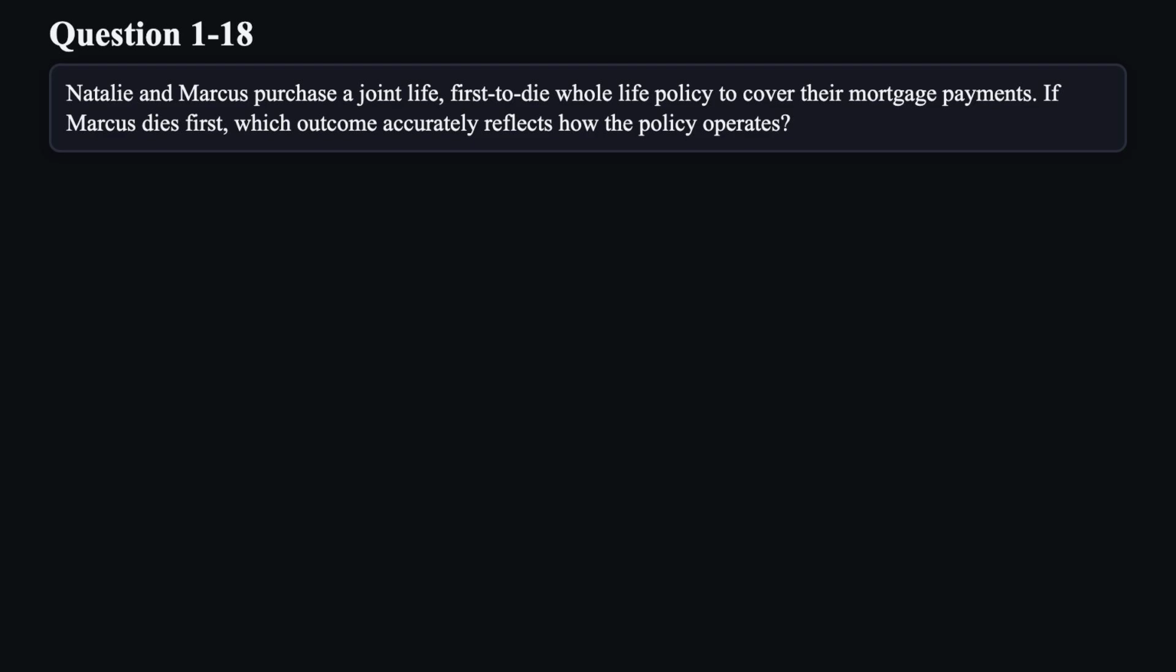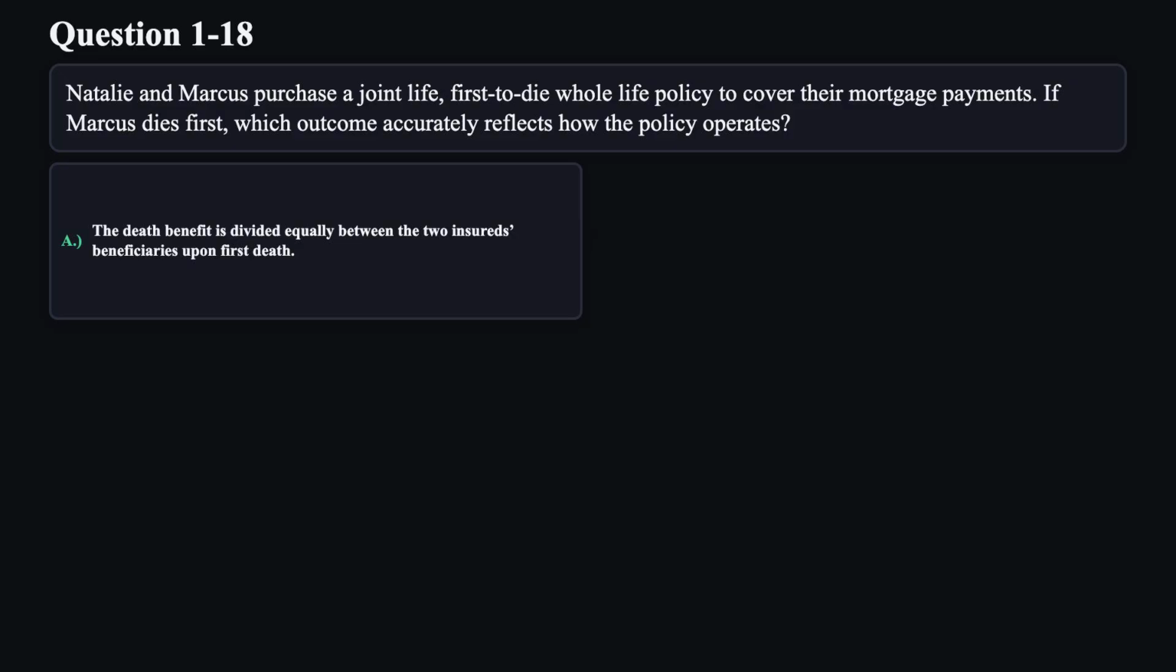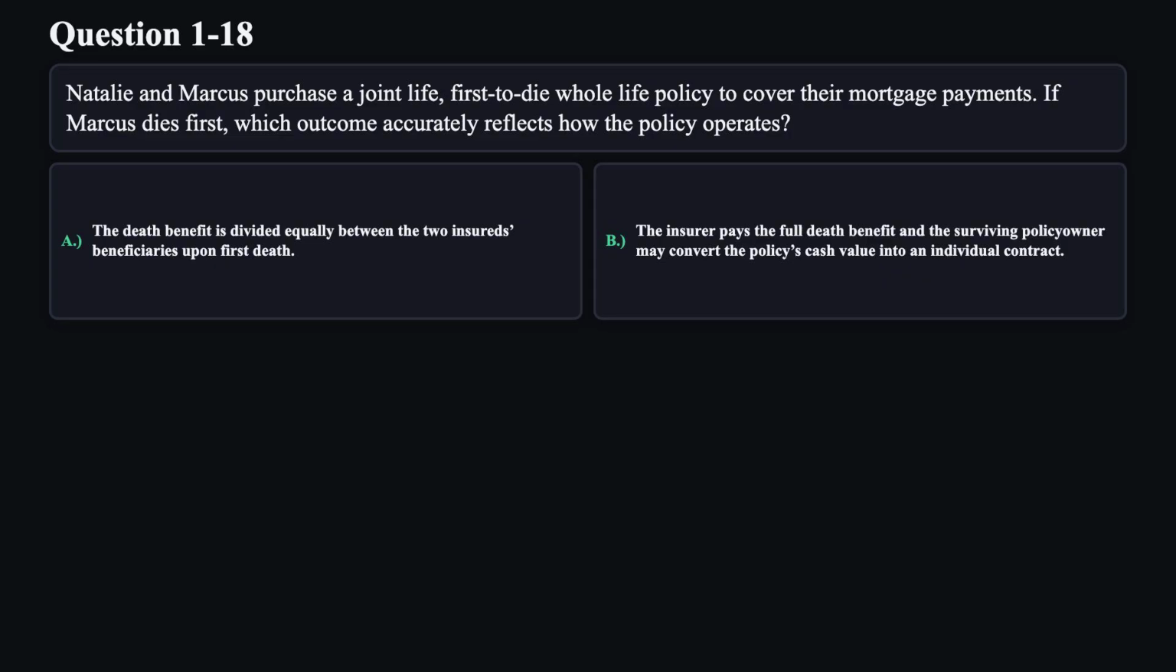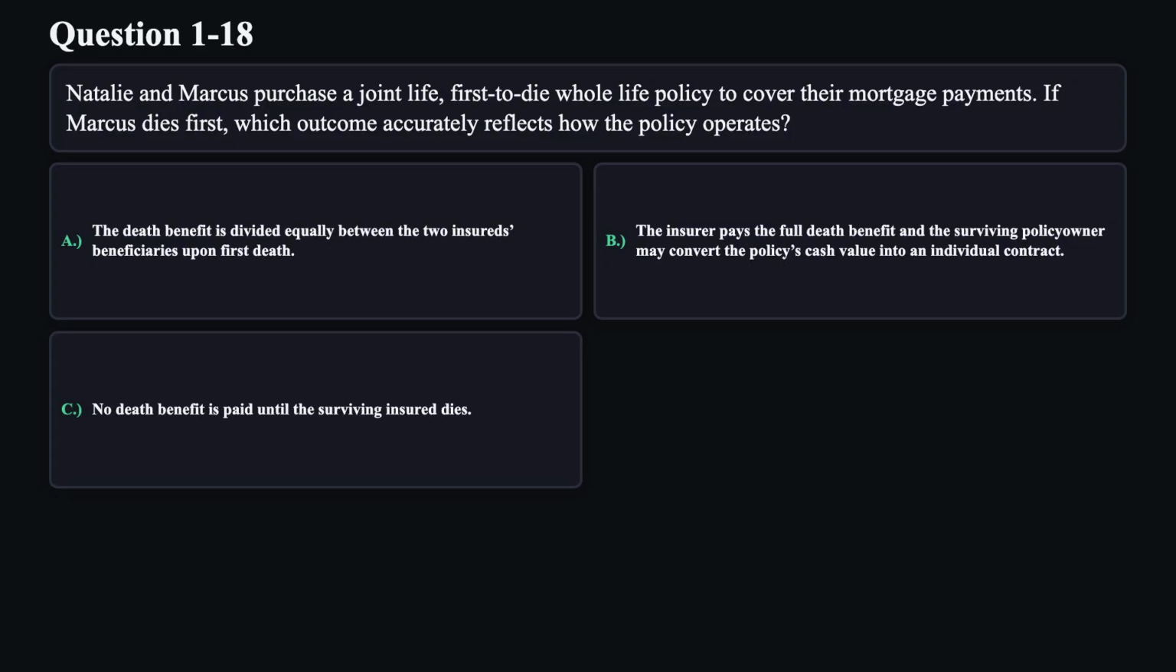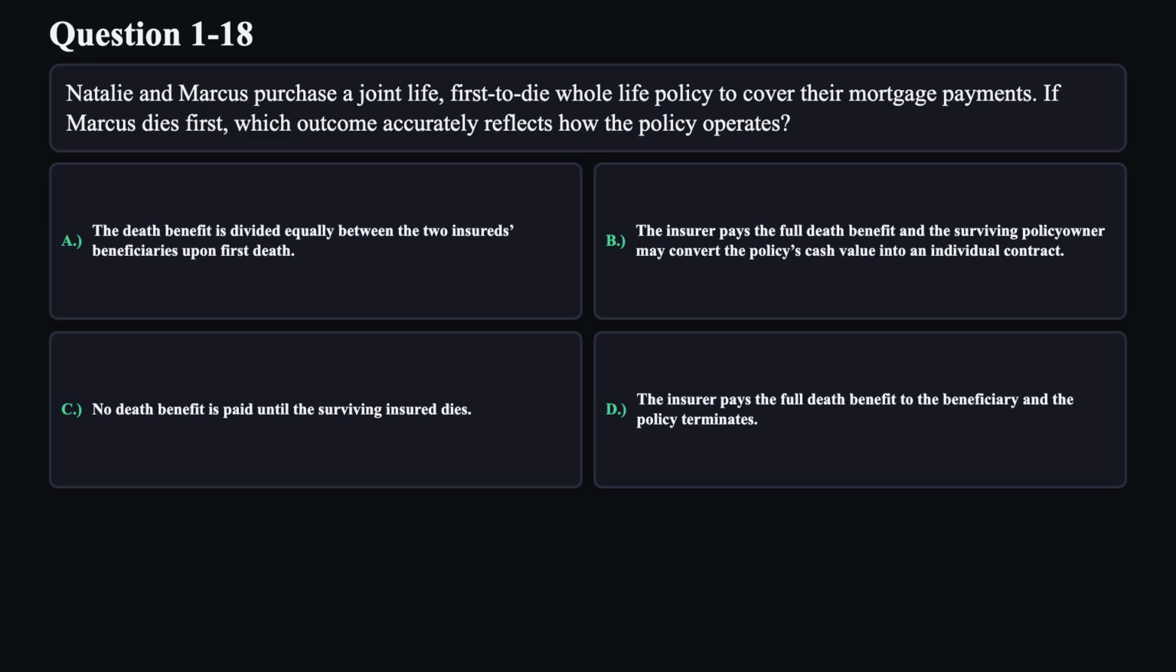Question 18. Natalie and Marcus purchase a joint life first-to-die whole life policy to cover their mortgage payments. If Marcus dies first, which outcome accurately reflects how the policy operates? A. The death benefit is divided equally between the two insured's beneficiaries upon first death. B. The insurer pays the full death benefit, and the surviving policy owner may convert the policy's cash value into an individual contract. C. No death benefit is paid until the surviving insured dies. D. The insurer pays the full death benefit to the beneficiary and the policy terminates.